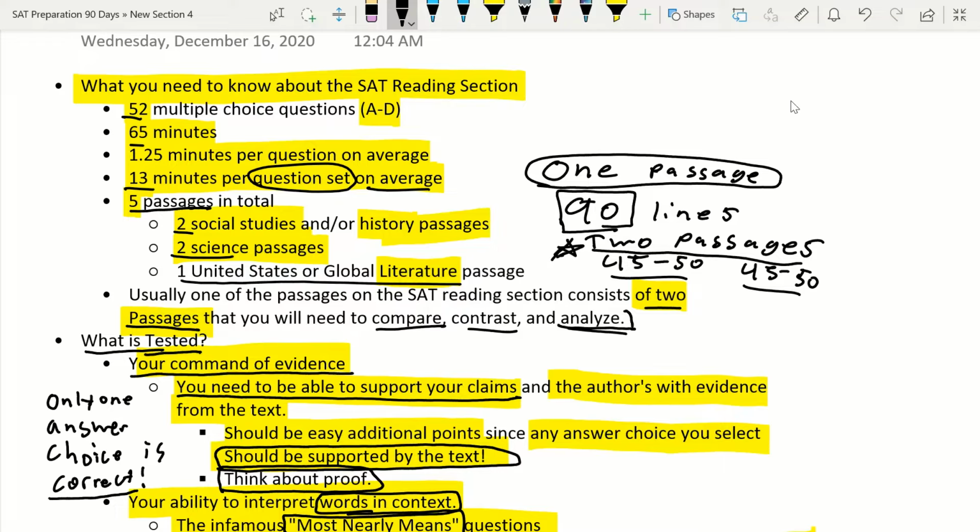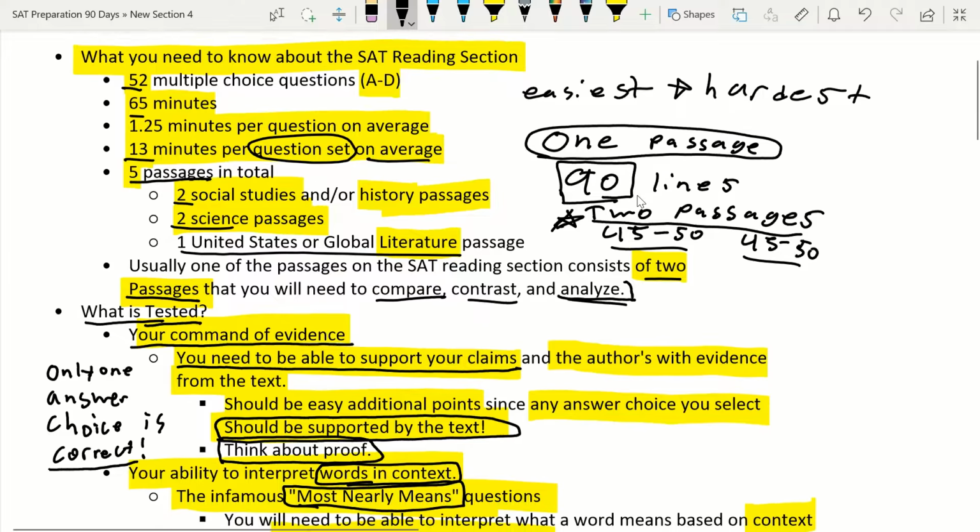I discussed the order that we want to approach them in. We want to go from our easiest passage to our hardest passage. So if you're strong in science, you're going to want to do those first, and if you're strong in literature, you'd want to do that first. So we want to go from easiest to hardest. And then we talked about how usually one of the passages will have 2 passages that you have to compare, contrast, and analyze. Then we went over what's tested on the SAT reading section.